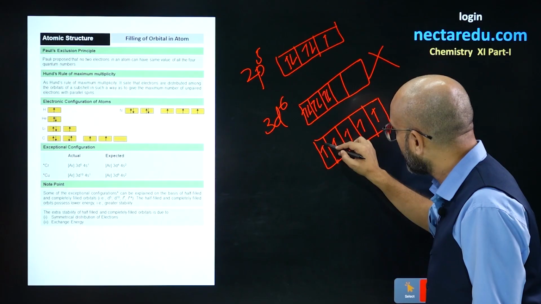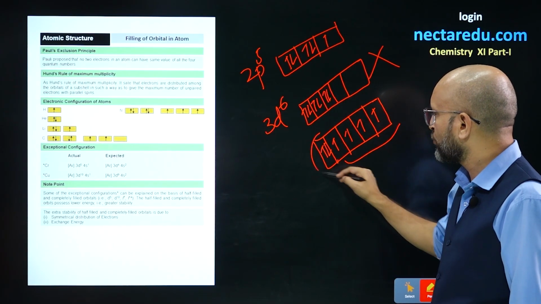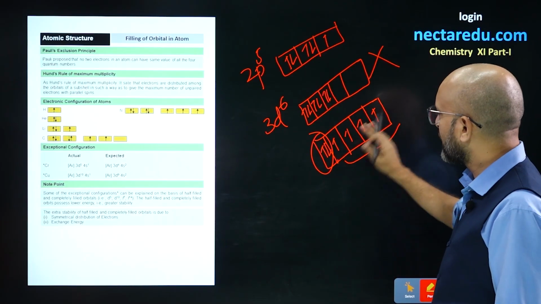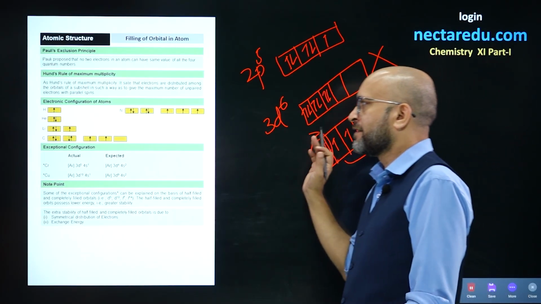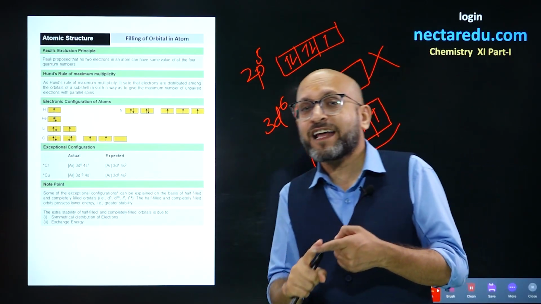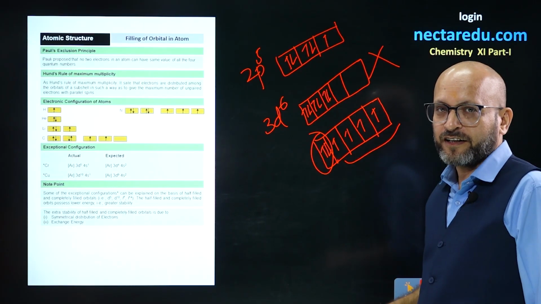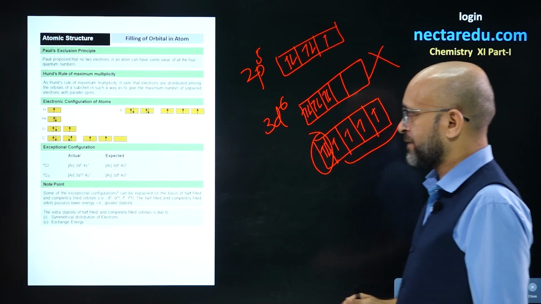Now the 6th electron will go like that. So you will get 4 unpaired electrons and 1 paired set of electrons. That is what Hund's rule of maximum multiplicity says. Pairing will not happen until each orbital has one unpaired electron with parallel spin.